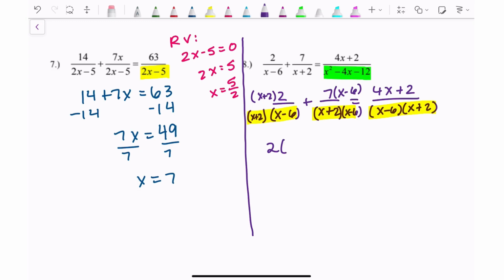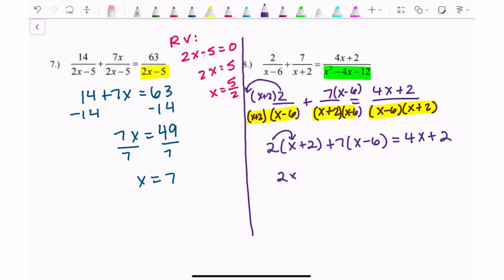I'm going to rewrite this as 2 times x plus 2. I just put the 2 in the front. It's the same thing. Then I have plus 7 times x minus 6 is equal to 4x plus 2. I am going to distribute the numbers into the parentheses.